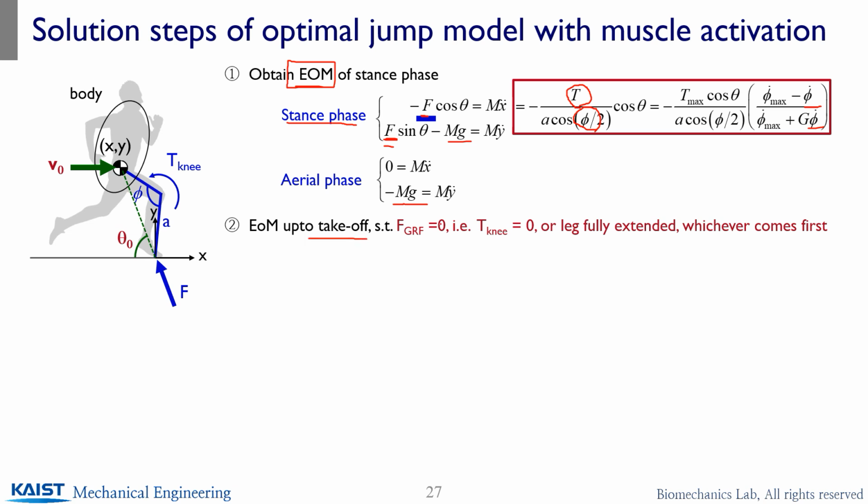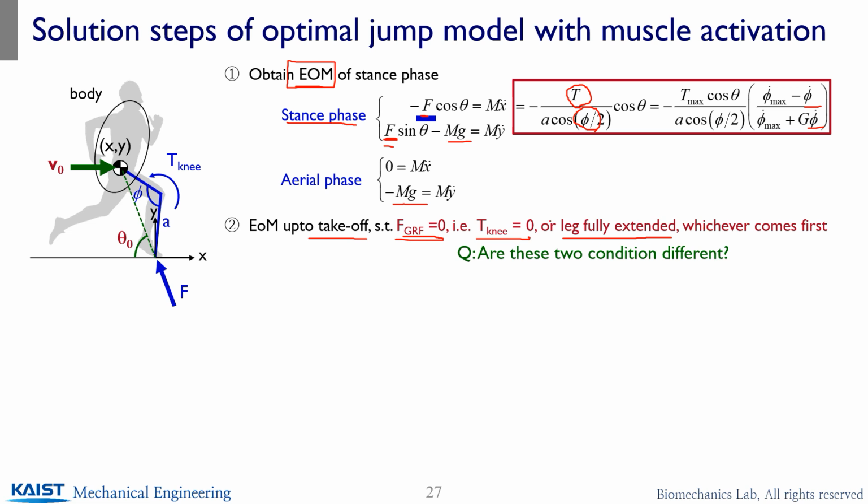The takeoff state is usually the phase where the ground reaction force turns out to be 0. So that's the case where either the knee joint torque is going to be 0 or the leg is fully extended. Whichever comes first, you stop integrating the equations of motion. In MATLAB, turn the event on, stop the integration, and then obtain the values at takeoff.